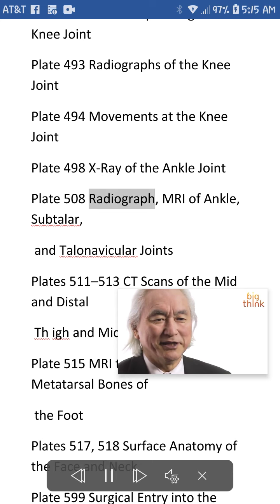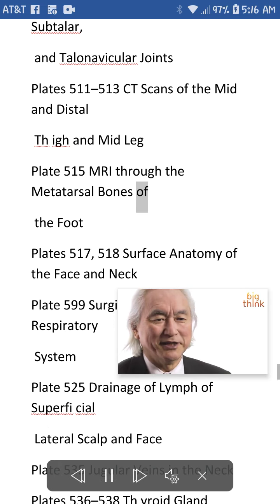Plate 508 radiograph, MRI of ankle, subtalar, and talonavicular joints. Plates 511 to 513 CT scans of the mid and distal thigh and mid-leg. Plate 515 MRI through the metatarsal bones of the foot. Plates 517, 518 surface anatomy of the face and neck. Plate 599 surgical entry into the respiratory system.